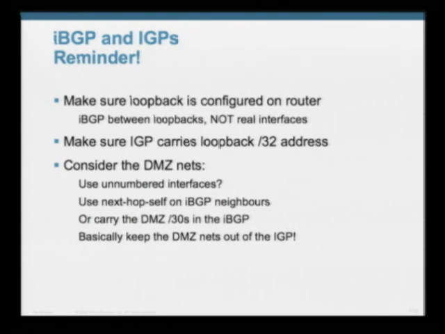Use next hop self for iBGP. So you set the next hop to be that of the local router. Then you don't have to carry the external point-to-point link around in your IGP.